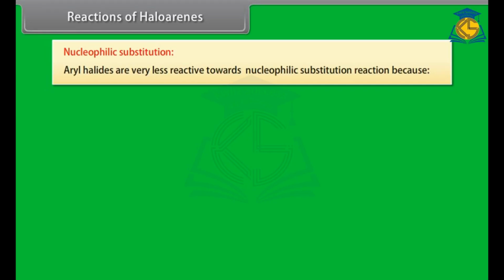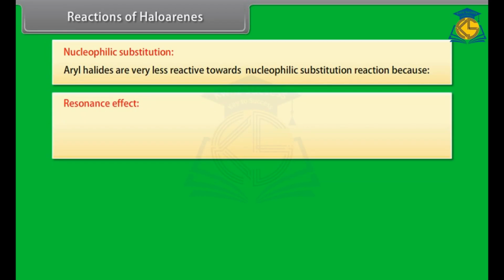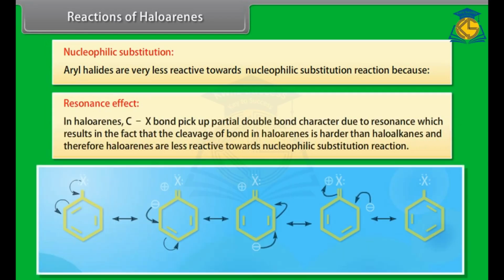Reactions of haloarenes. Nucleophilic substitution. Aryl halides are much less reactive towards nucleophilic substitution reaction because of the resonance effect. In haloarenes, the C-X bond picks up partial double bond character due to resonance, which results in the cleavage of the bond in haloarenes being harder than in haloalkanes, and therefore haloarenes are less reactive towards nucleophilic substitution reaction.